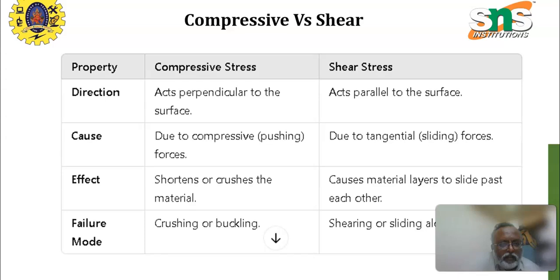Effect: compressive stress shortens or crushes the material, whereas shear stress causes the material layers to slide past each other. Failure mode: compressive stress causes crushing or buckling, whereas shear stress causes shearing or sliding along the plane.